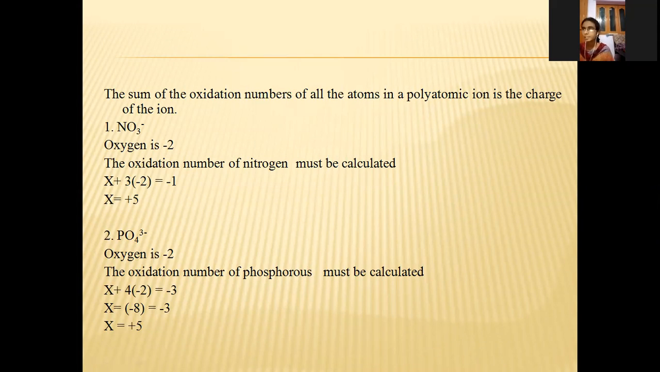Let's look at some examples. The sum of the oxidation numbers of all the atoms in a polyatomic ion is the charge of the ion. Here are two examples of polyatomic ions.